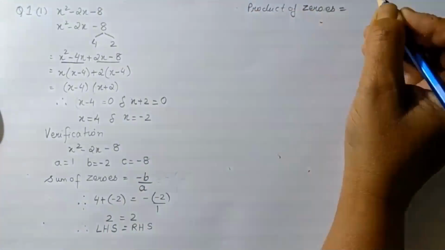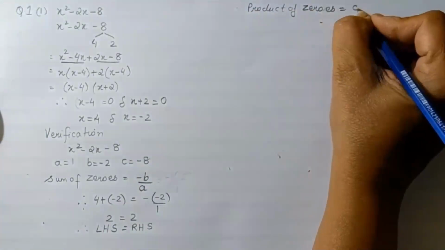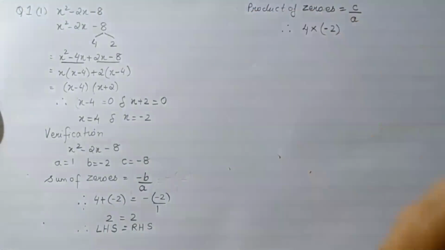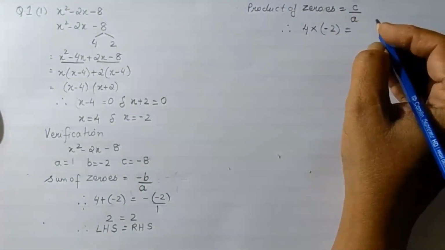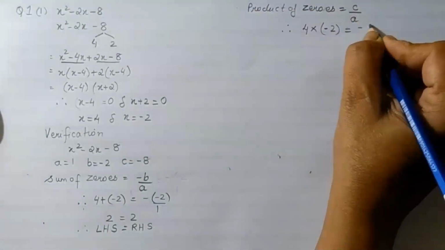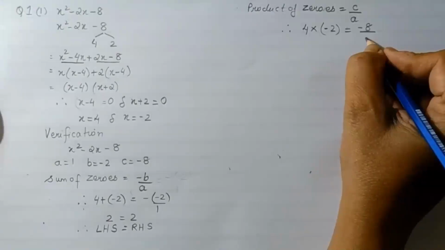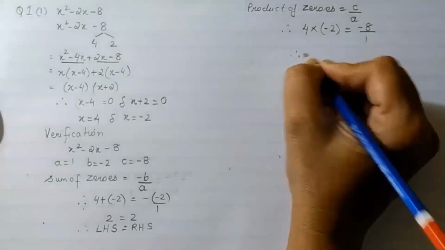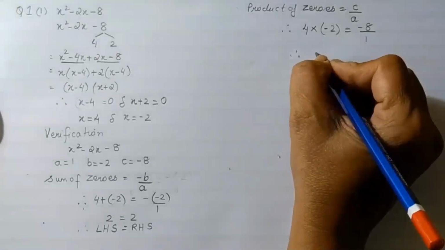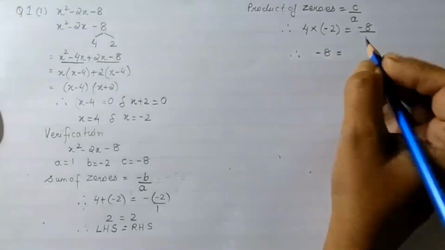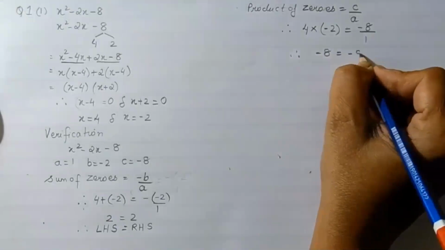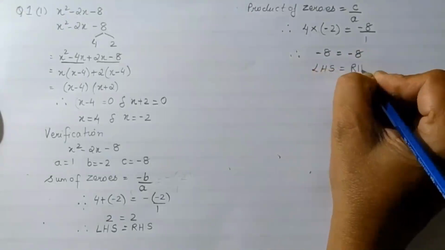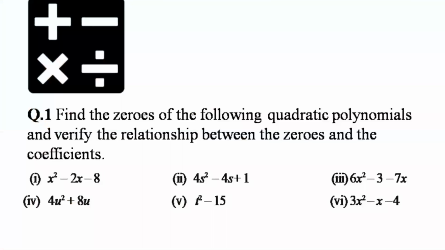The next verification is product of zeros, C upon A. Therefore, 4 into minus 2, which is equal to minus 8 upon 1. Therefore, minus 8 is equal to minus 8. LHS is equal to RHS. So we have verified.